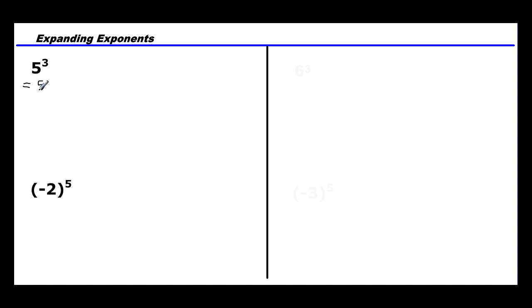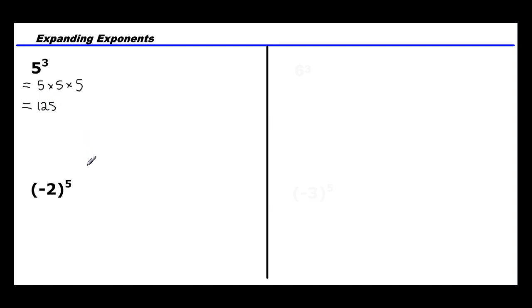5 times 5 times 5. Notice that 5 was multiplied to itself 3 times. If you take this to your calculator and multiply it through, you'll notice that 5 times 5 times 5 is 125.